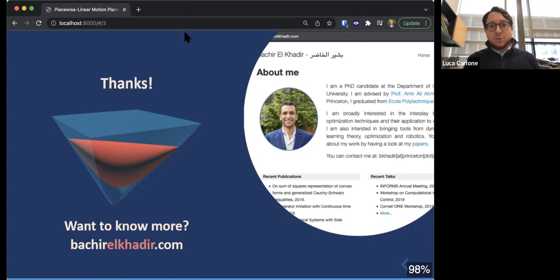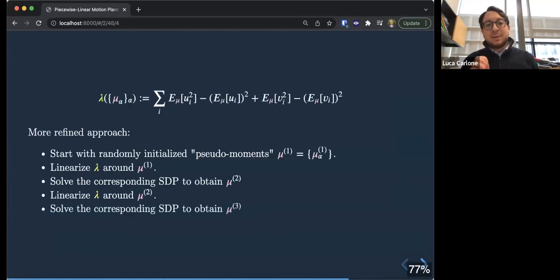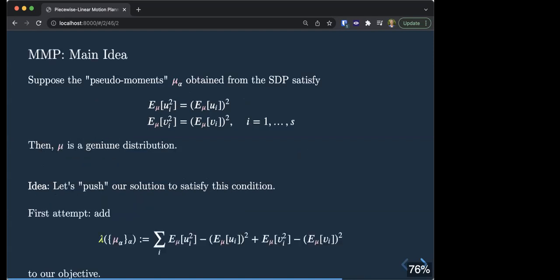Maybe let me start with the more surprising thing, which is this result on the linearization of the lambda and the convergence of the empirical approach. In my understanding, the lambda, as you said, is going to be 0 if you have a tight relaxation, if you have an optimal solution. Is that the idea? So you kind of push the solution towards some tightness of a kind? Yes, exactly.